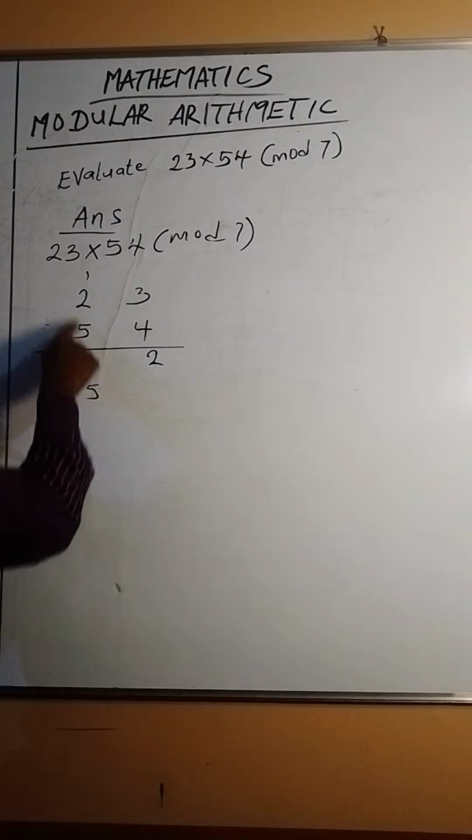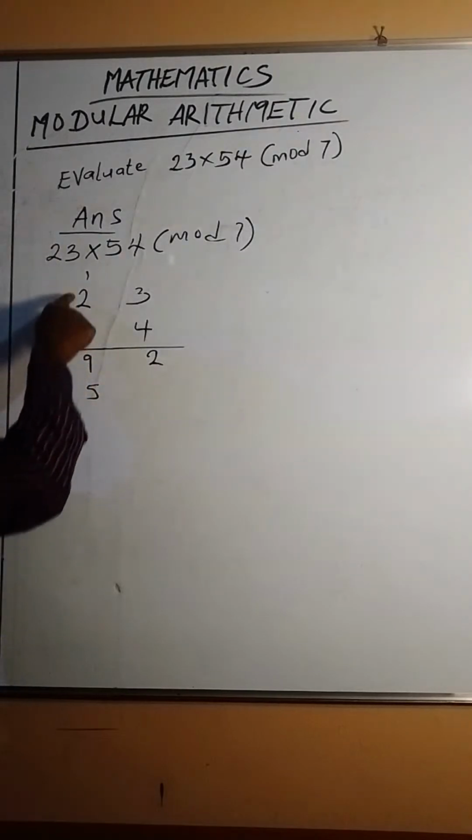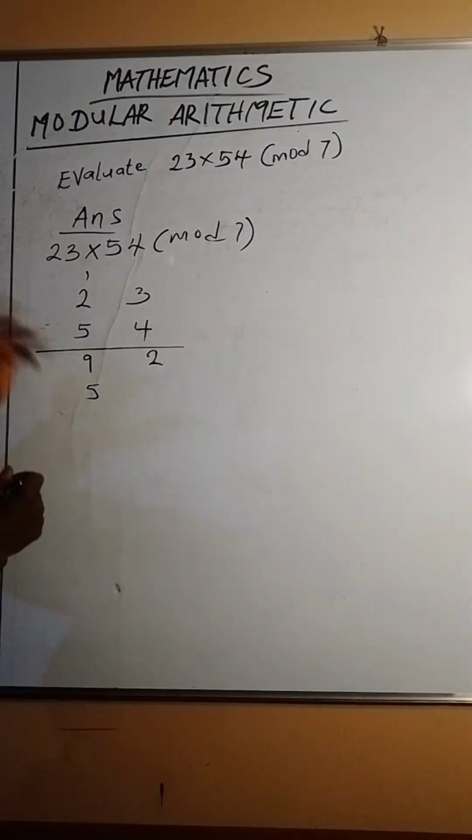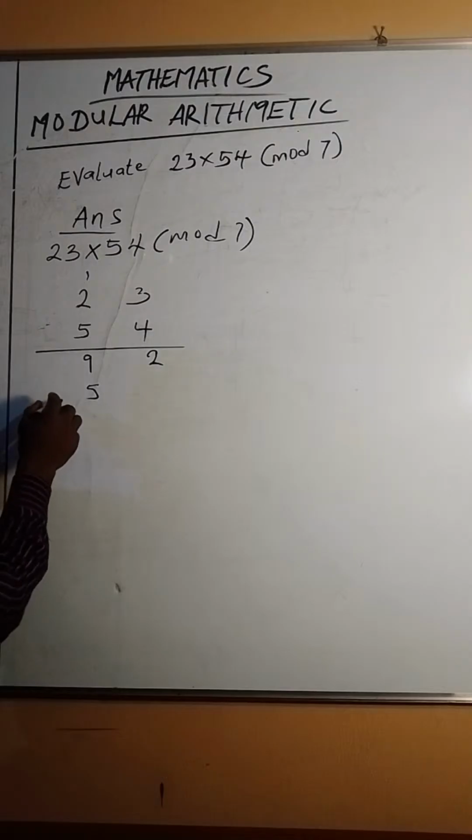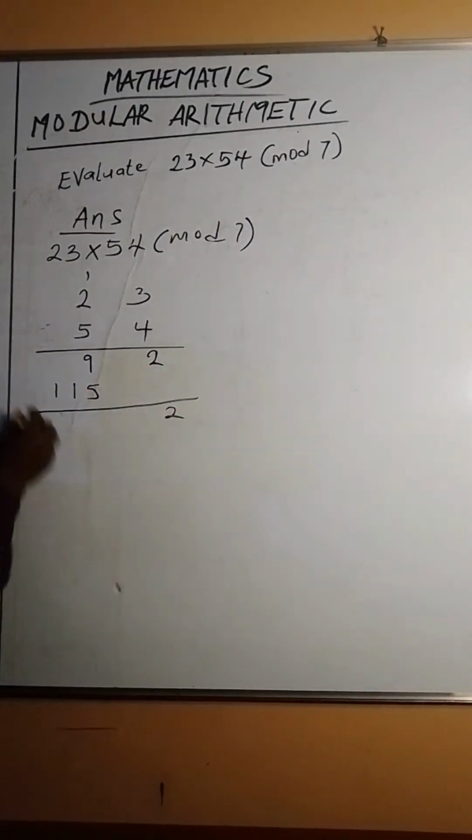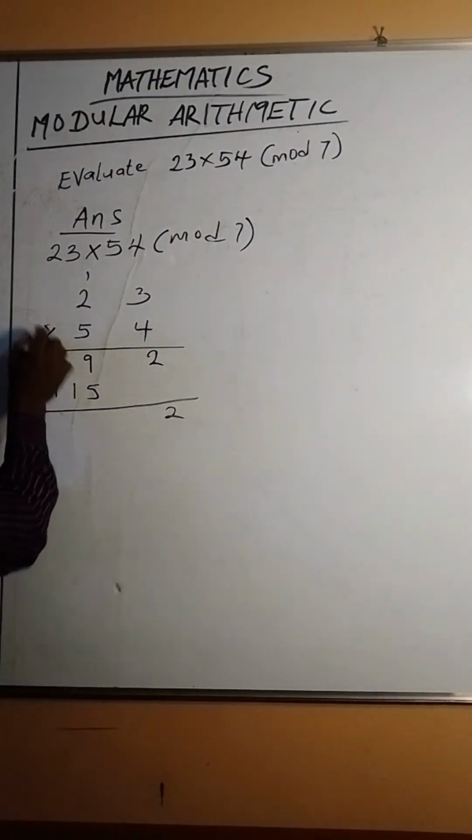Then 5 times 2 is 10, plus that 1 is 11, right? So we are going to have 11, which is 1 and 1. So we are going to bring down by addition. So here is multiplication.